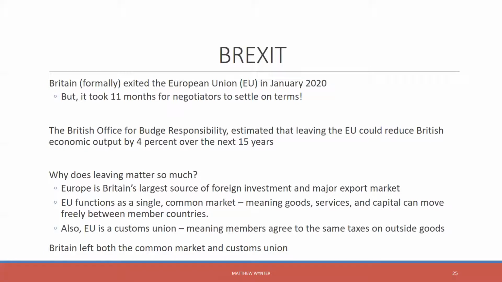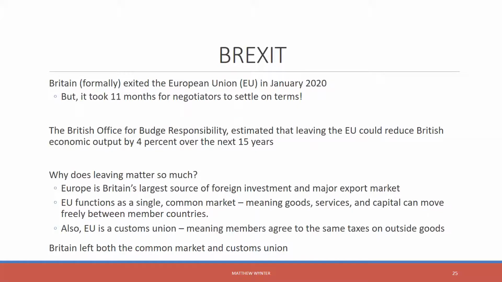So, what is this? Britain formally exited the EU in January 2020, but it took 11 months for negotiators to settle on terms. The British Office of Budget Responsibility, basically an independent organization that's there to do a thorough accounting of British economy, estimated that leaving the EU could reduce British economic output by a cumulative of 4% over the next 15 years. So that's very costly. Why would leaving matter so much?